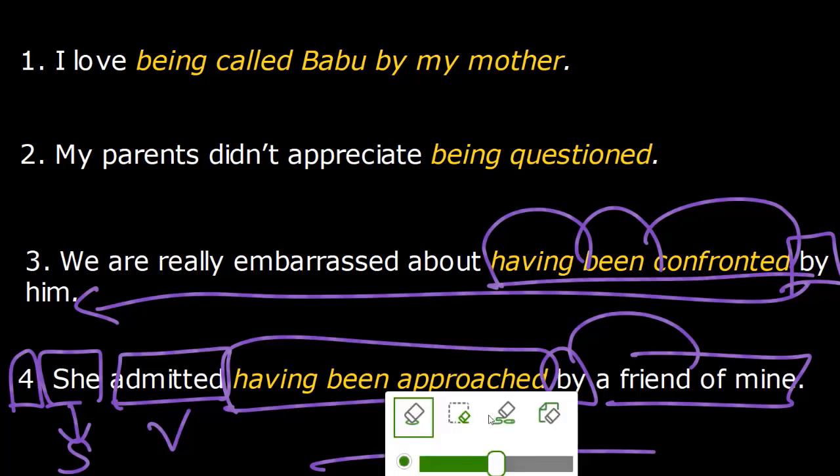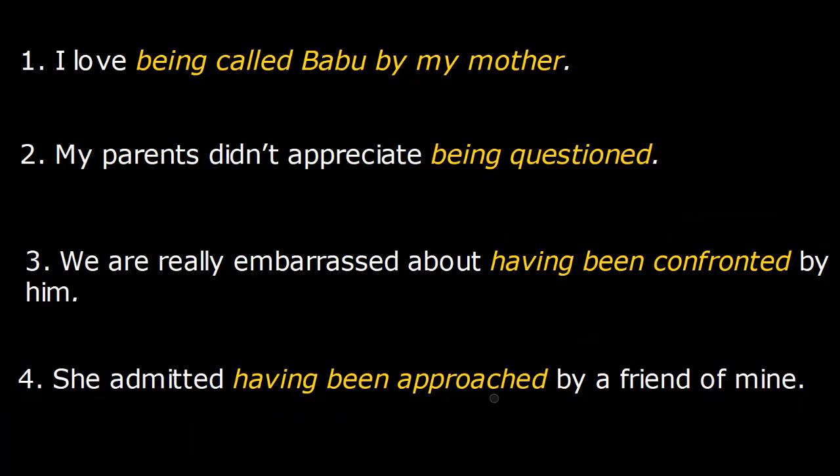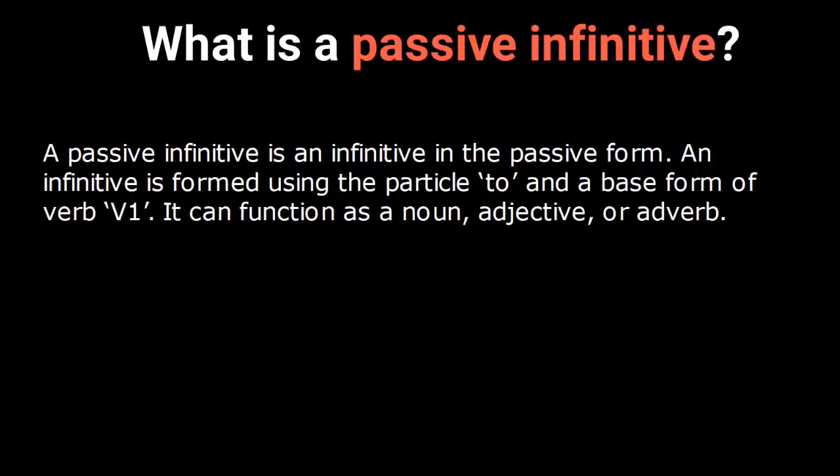Again, if you want to use these gerunds in the active voice, you can do that. You'll have to use the active form. I love calling my mother Babu. My parents did not appreciate questioning you, right? They did the action. We are really embarrassed about confronting you or having confronted you. Having questioned you, you can use the perfect form as well. She admitted committing the crime, or she admitted having committed the crime. Something like this.